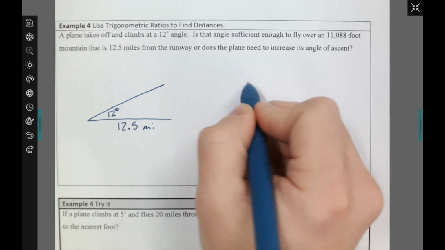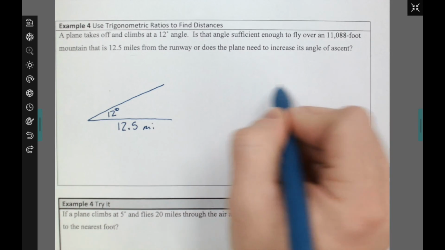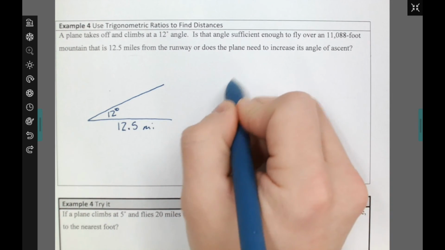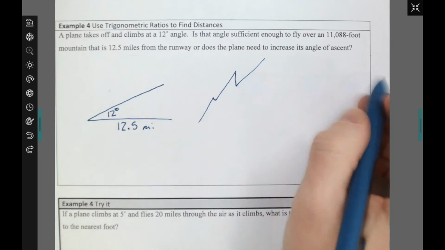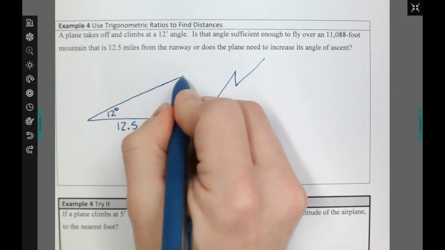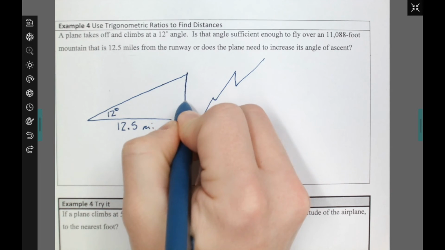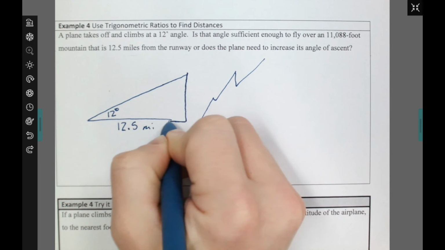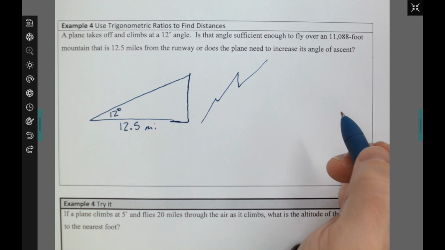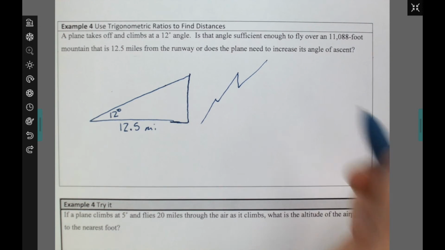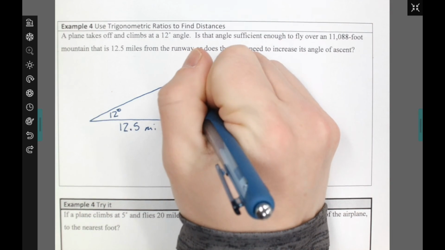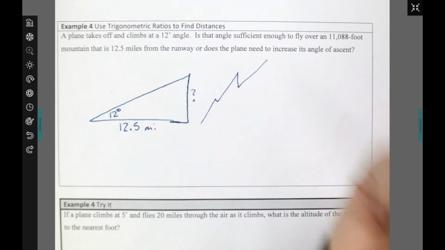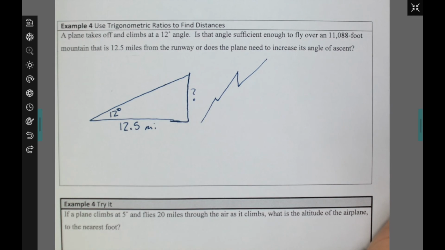Okay, and then we have a cliff somewhere over here. Don't know where. Okay, but you have a cliff somewhere over here. Okay, and I want to know, is this plane going to get high enough before that cliff to make it? Okay, so if I'm worried about how high the plane is going to get, we want to know, okay, what is the height it's going to be at 12.5 miles?